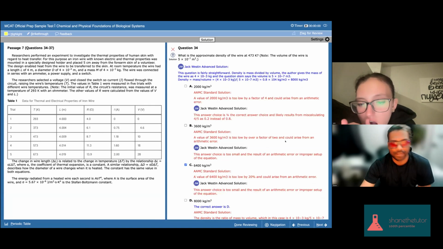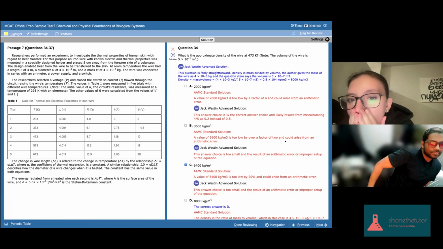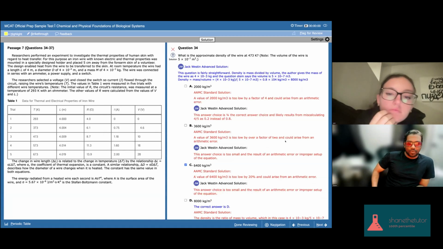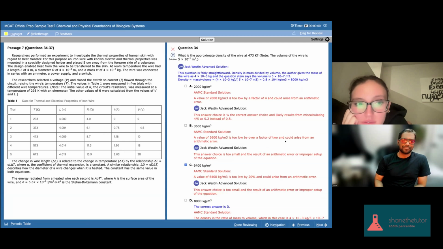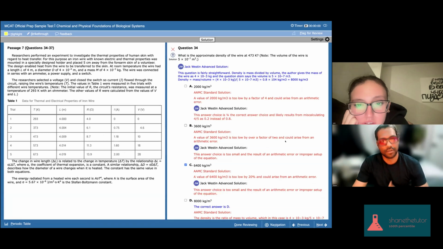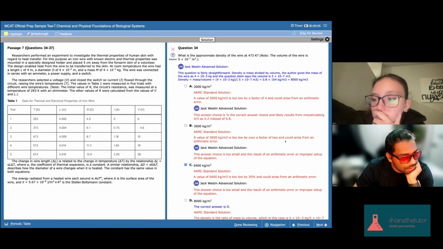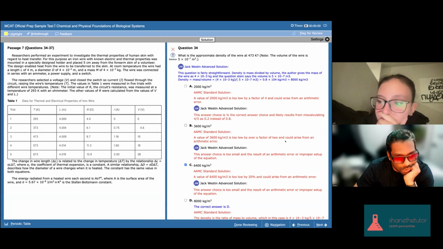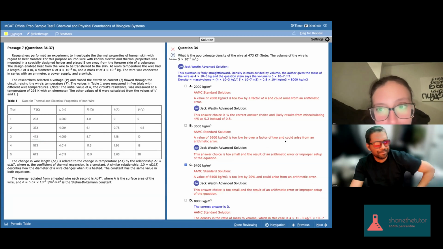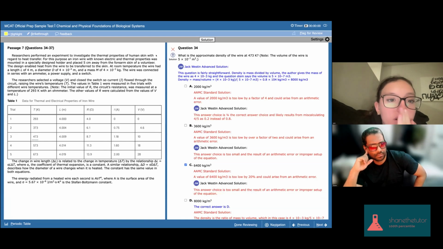All right, this is some math stuff here. What is the approximate density of the wire at 473 Kelvin? Note the volume of the wire is 5 times 10 to the negative 7 cubic meters again. So, great. All right, so let's see. How do you approach this? Literally, I wrote it out on paper. I was like D equals M over V.